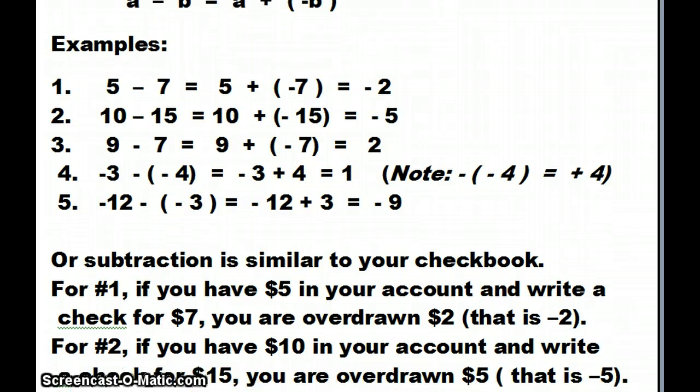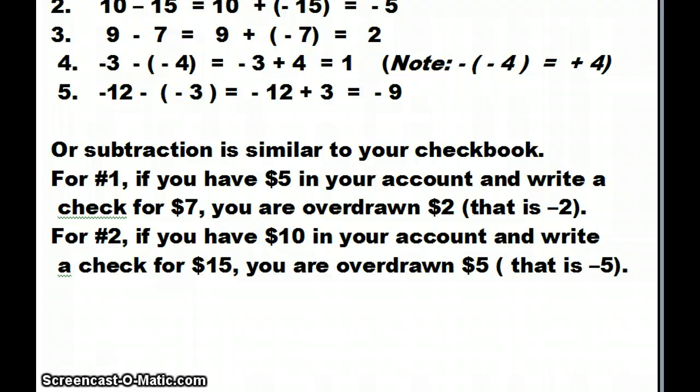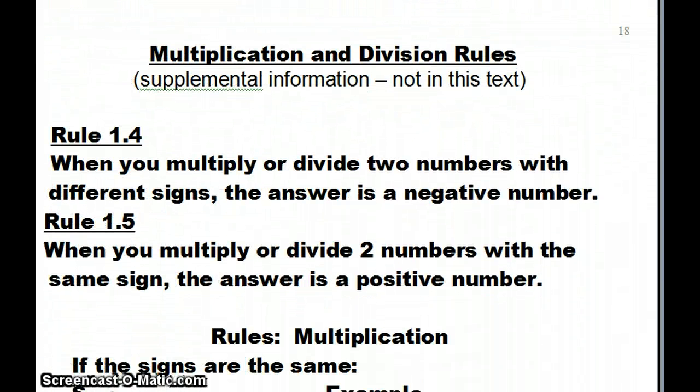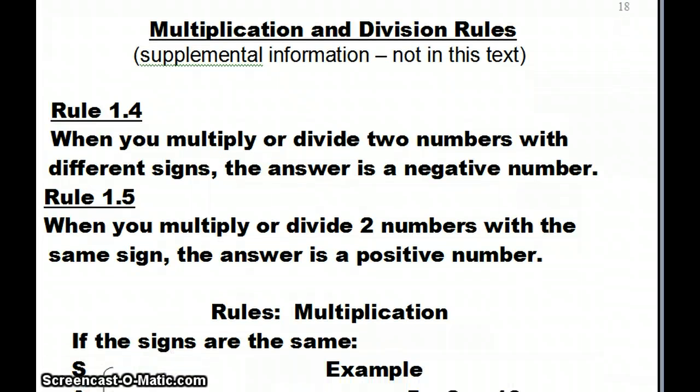At the bottom, it talks about how to turn it into subtraction again. The first number is what's in your checkbook. The second number is the amount that you're writing the check for. The multiplication and division rules are on page 18. We're going to talk about these rules, but I'm not going to spend a whole lot of time on them. If you haven't had them before, or it's been a long time, I would suggest that you make an index card so you can go back and retrieve these rules if you need them.